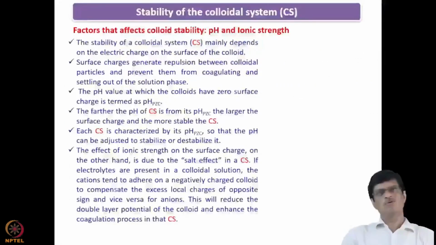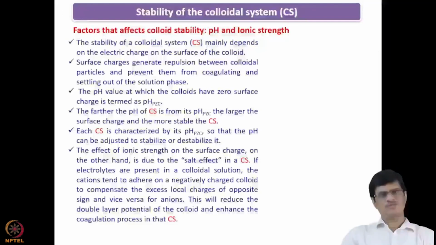Now, what are the factors which determine the stability of the colloidal system? The factors mainly depend on the electric charge on the surface of the colloid. Naturally, the charge matters because of the repulsion between the colloid particles, which prevents them from coagulating and settling out of the solution phase. Also, a factor is the pH value at which the colloids have zero surface charge, that is the pH PZC. The farther the pH of the colloidal system from the PZC, the larger is the surface charge and the more stable is the colloidal system.